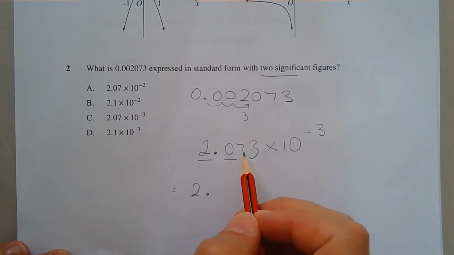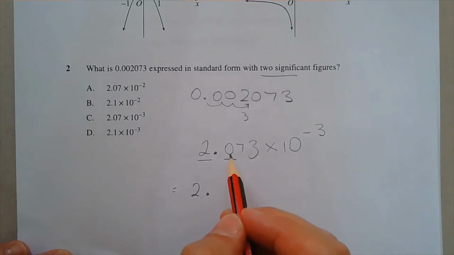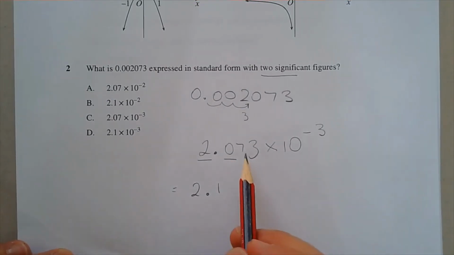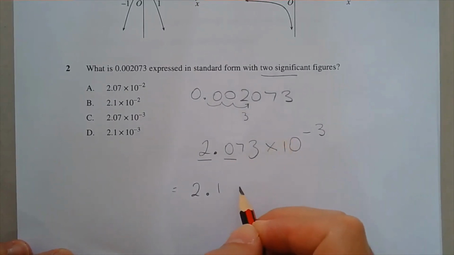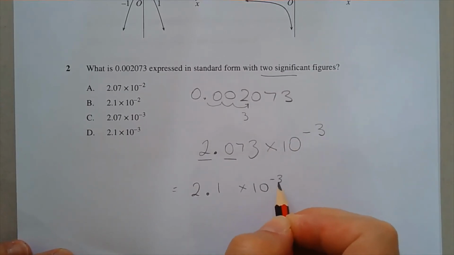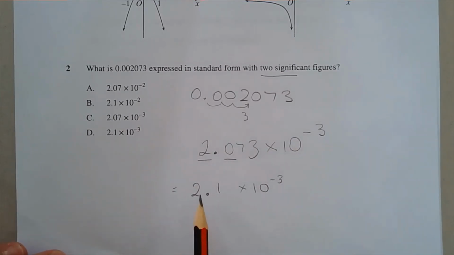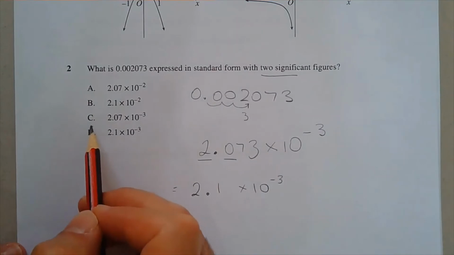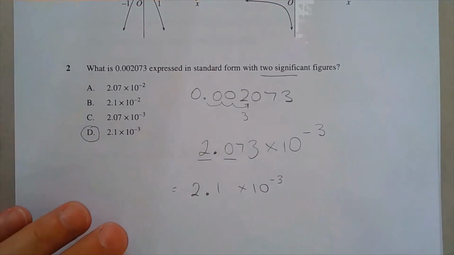So the number behind is a 7, which means that the 0 must become a 1. We then ignore the 7 and the 3. We don't need to worry about those. Times 10 to the power of negative 3. So that's going to be option D. Okay, so 2.1 times 10 to the negative 3.